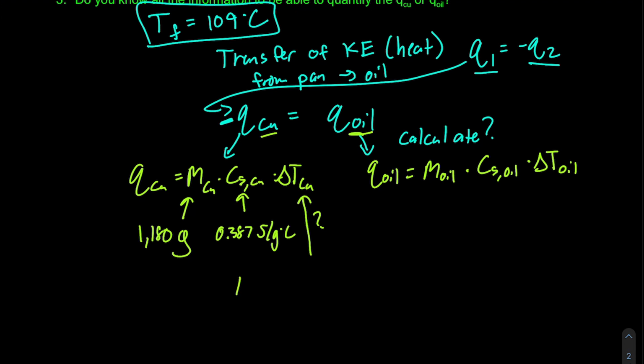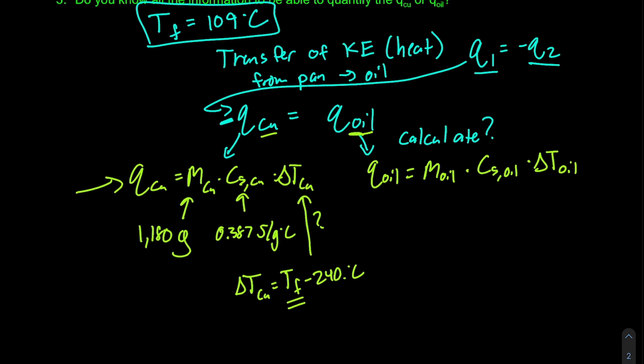But let's expand this out a little bit and say the change in temperature of our copper is going to be our final temperature minus the initial temperature of the copper, which is 240 degrees Celsius. So now we notice in our expression that we really only have one unknown, our final temperature, if we were to plug all that information in.